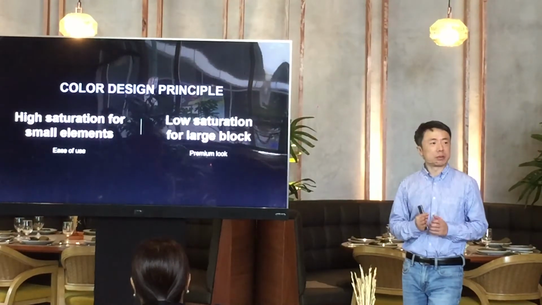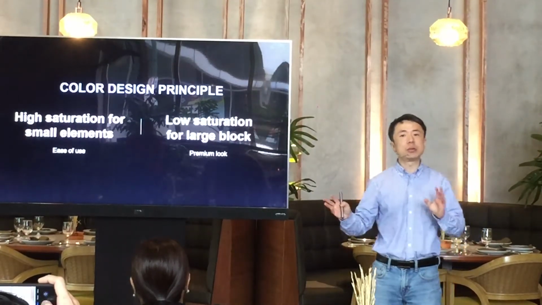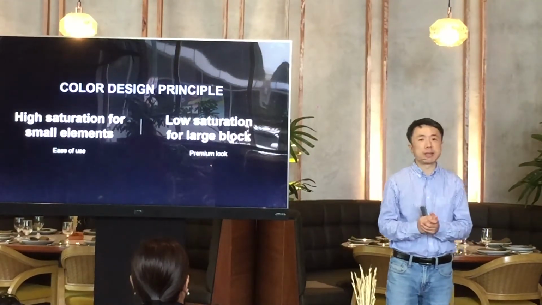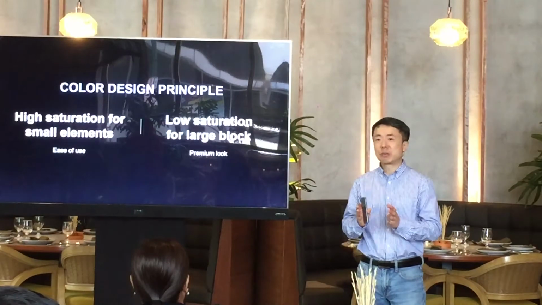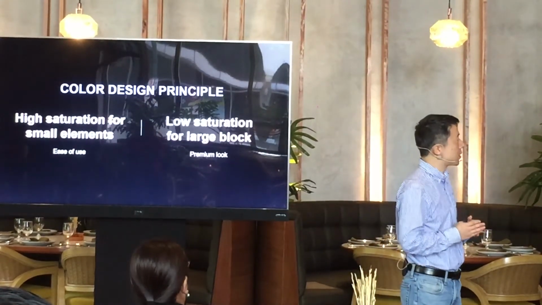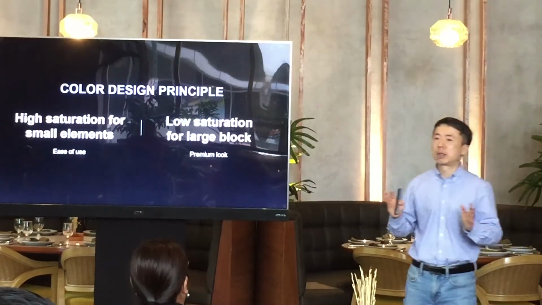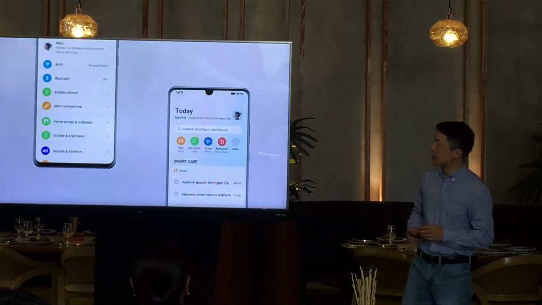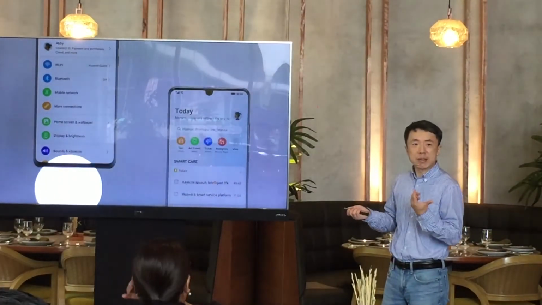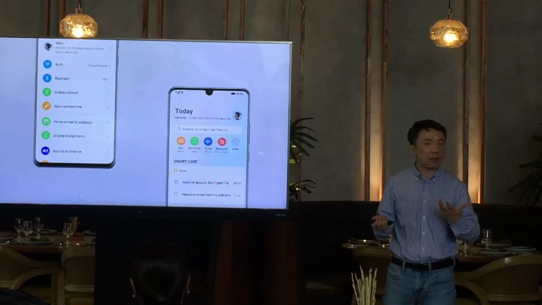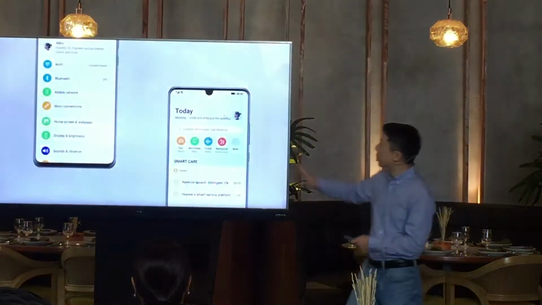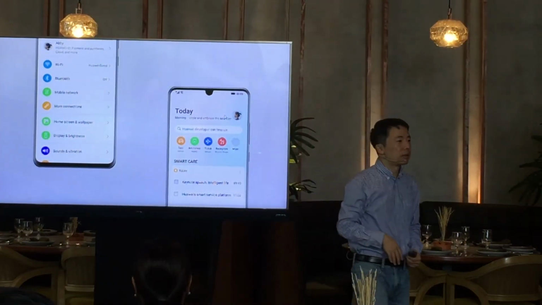Next, I want to talk about color. The principle of color design in EMUI 10 is that for small elements, we use high saturation, and we use low saturation for large blocks. Give you one example. Look at this one. These icons are small elements, so it's a high contrast color selection. However, this one is a big block, and this big block is a low saturation color.